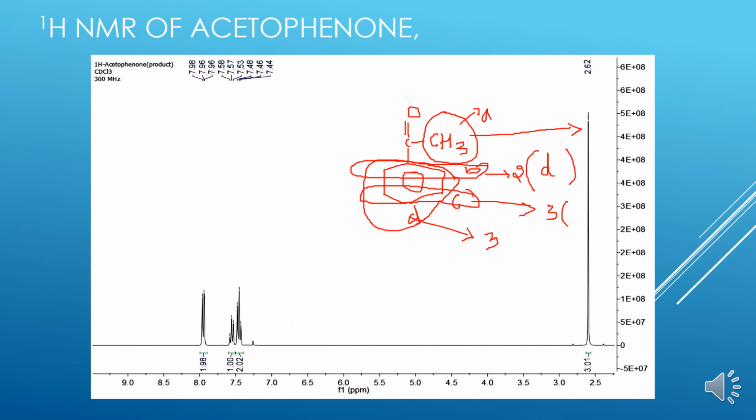Again, there is one more distinction, that is de-shielded protons and shielded protons. Here, as far as de-shielding is concerned, remember CH3 groups are shielded ones, more shielded. Aromatic protons are de-shielded because there is a rule.